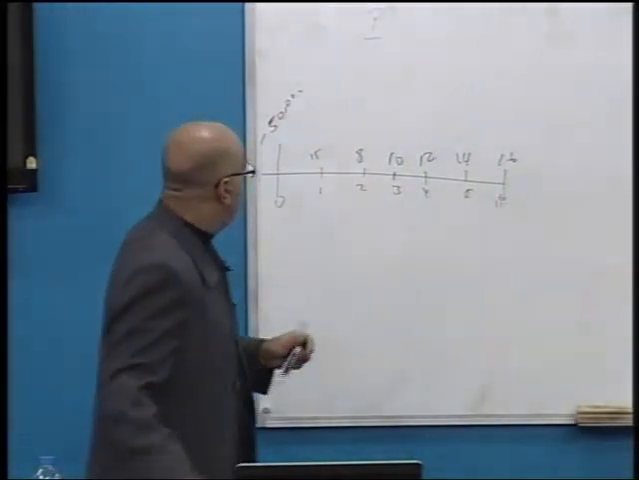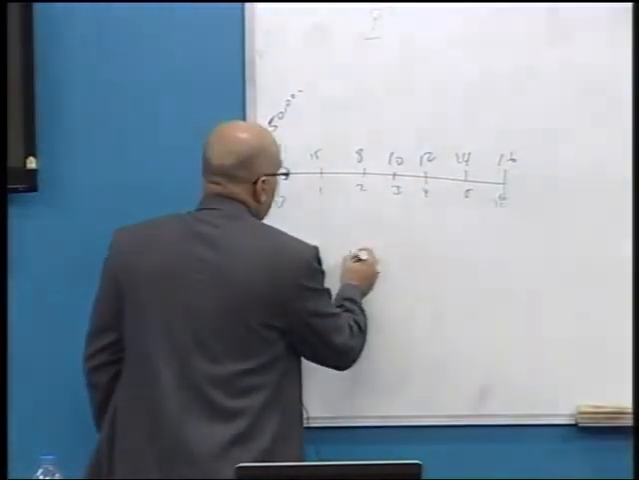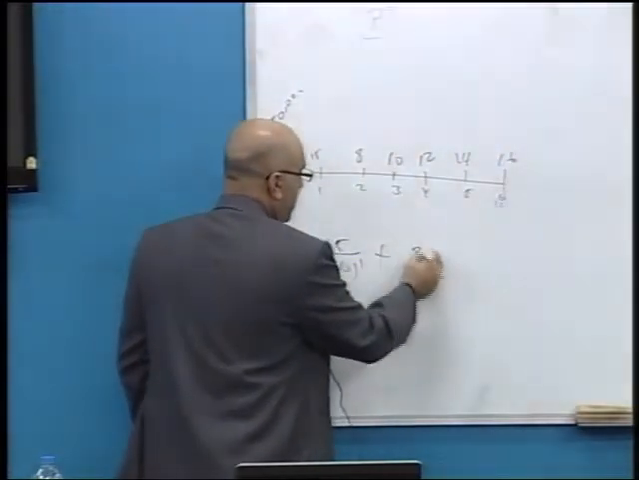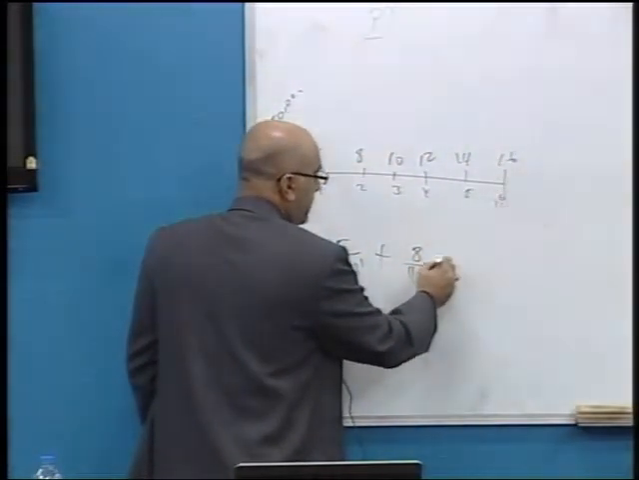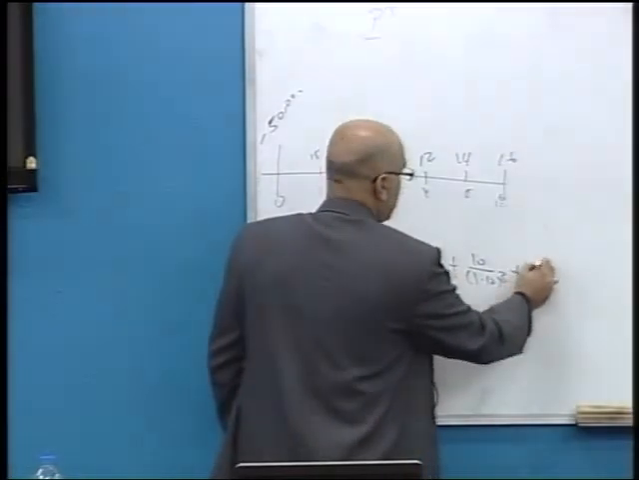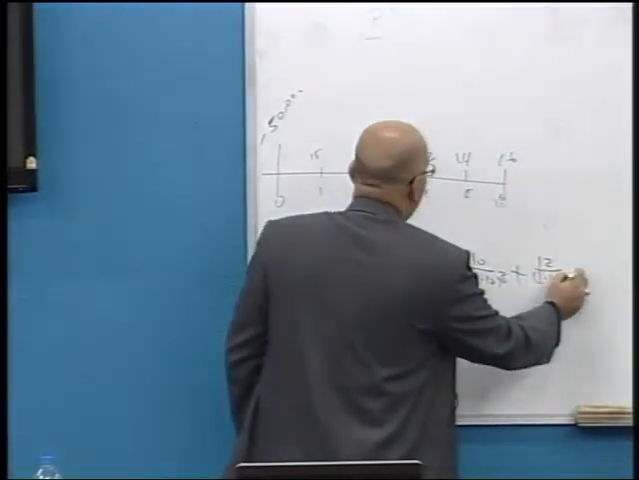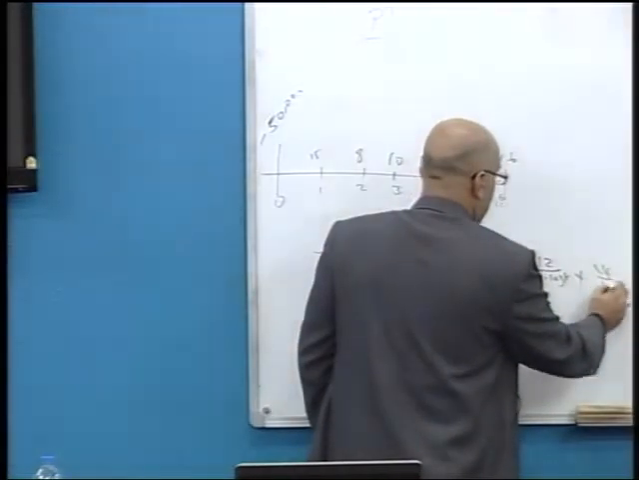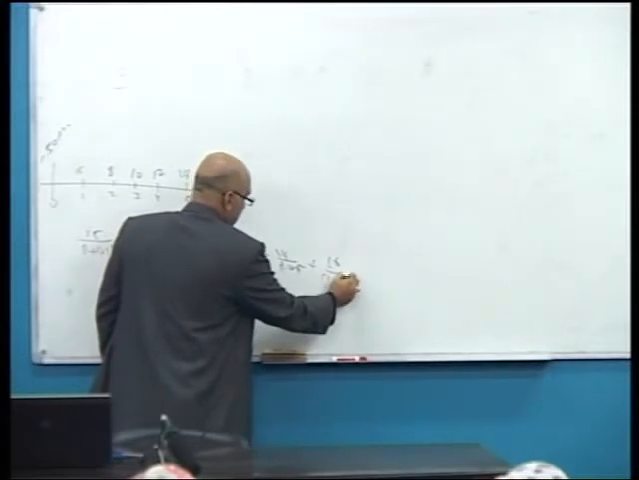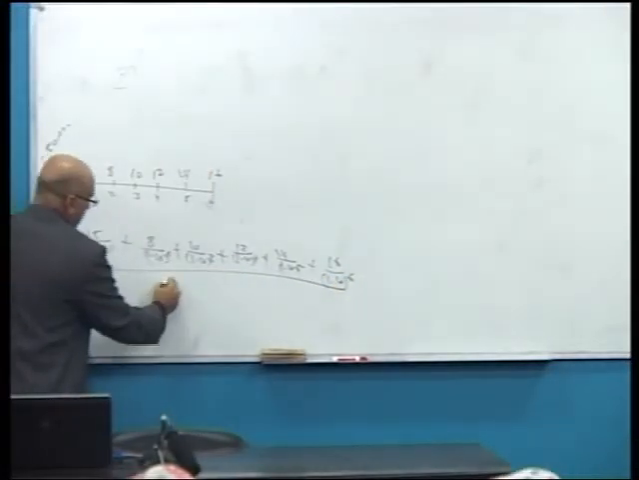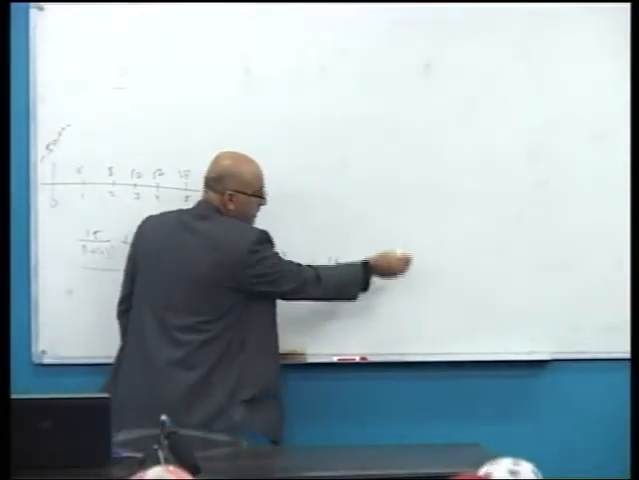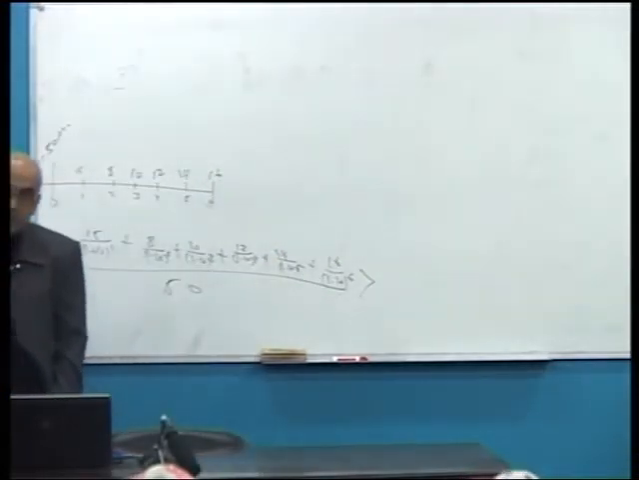Okay, it's again very simple. 15 divided by 1.10 raised to the power 1, 8,000 over 1.10 raised to the power 2, 10 over 1.10 raised to the power 3, then 12 over 1.10 raised to the power 4, plus 14 over 1.10 raised to the power 5, and 16 over 1.10 raised to the power 6, divided by the initial 50. Again, if the result is greater than 1, we accept the project. If less than 1, we reject the project.